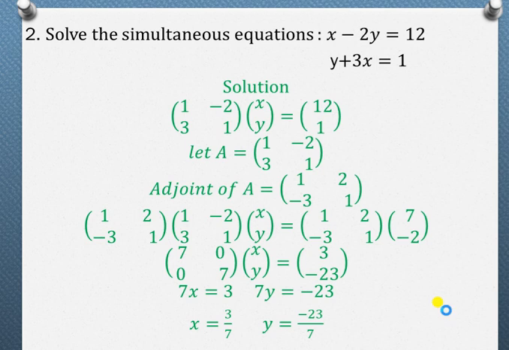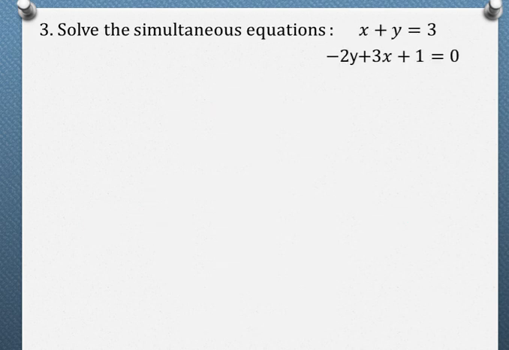We could move on and look at number 3. So number 3 says solve the simultaneous equations x plus y equals 3, then negative 2y plus 3x plus 1 equals 0. I am loving this question because of the disorganization or the rearrangement made in the second equation. So please, like I told you, always be very, very careful.